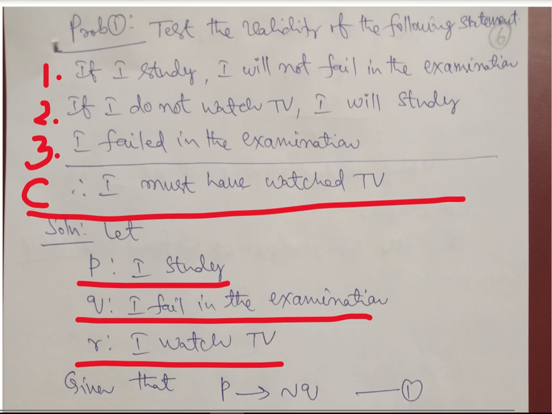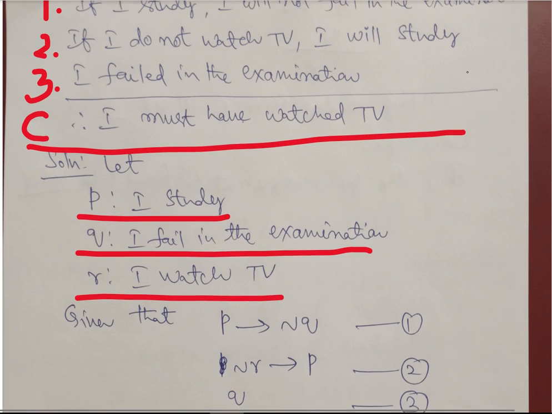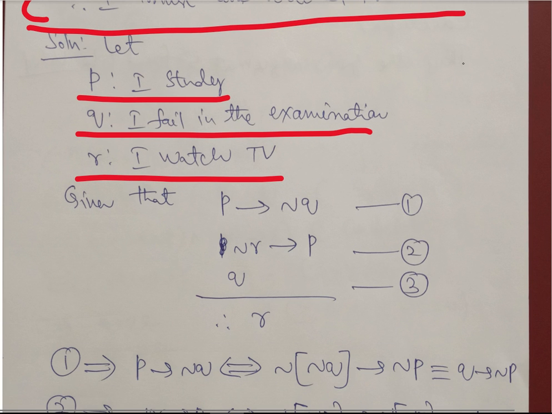Next, the second one is, if I do not watch TV, I will study. So watching TV is R. I do not means negation R. I will study is P. So negation R implies P. Then the last one is, I failed in the examination. Sorry, I failed in the examination itself is Q. So Q. So these are the 1, 2, 3.